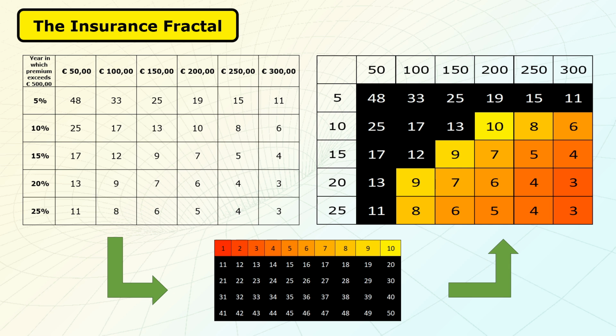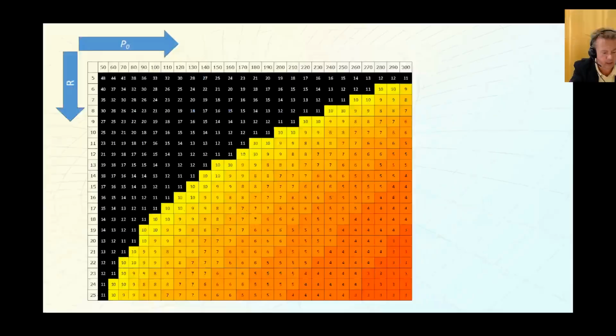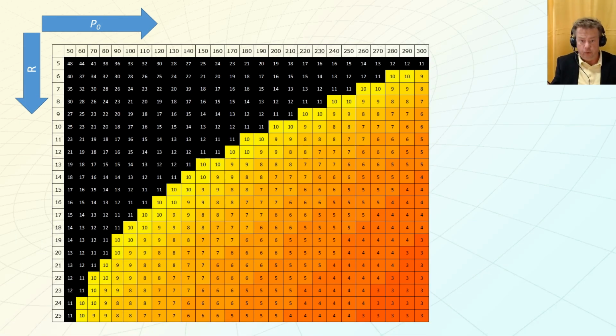It does not have lots of detail and resolution, so let's fix that first. Where is my cursor? There I am. So here it is. I can put myself back into the screen, I think. Yes, there I am. So here we still have the same fractal, right? The insurance fractal, ranging from 50 euros to 300 euros for the base premium, and ranging from 5% to 25% for the renewal percentage. And for each combination, we calculated the year in which the policy gets cancelled, and we use the color scheme as discussed before. So now you see a little bit more, less graininess, and you can add more and more detail.